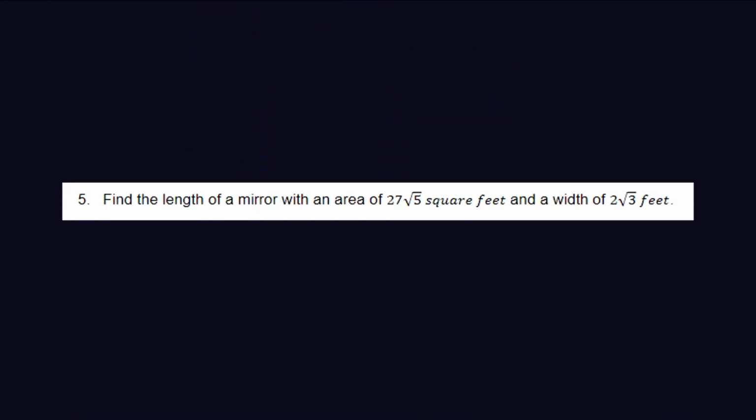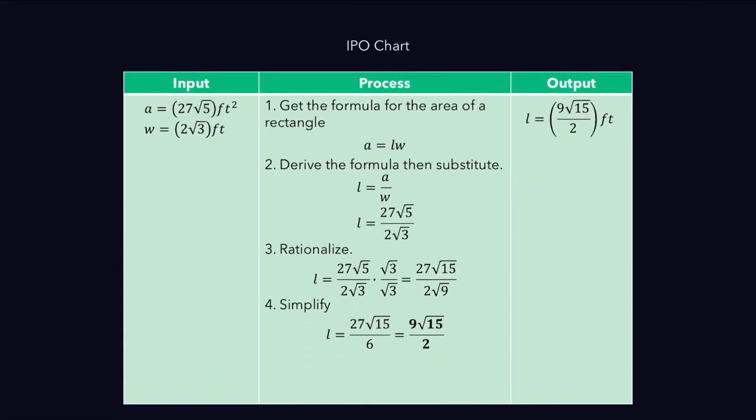Then lastly, we move to the last number, which is number 5. Find the length of a mirror with an area of 27 square root of 5 square feet and a width of 2 square root of 3 feet. Here, we have our IPO chart. And for the input, we have the area, which is equal to 27 square root of 5 square feet, and the width, which is equal to 2 square root of 3 feet.